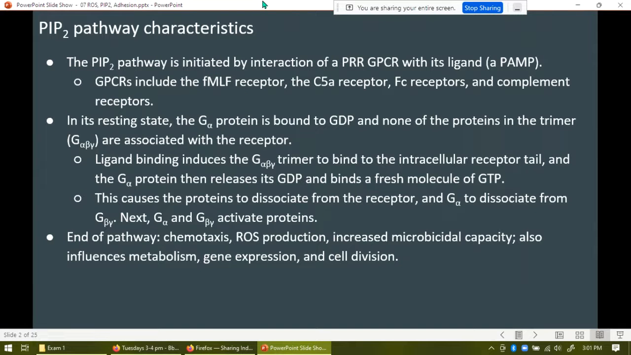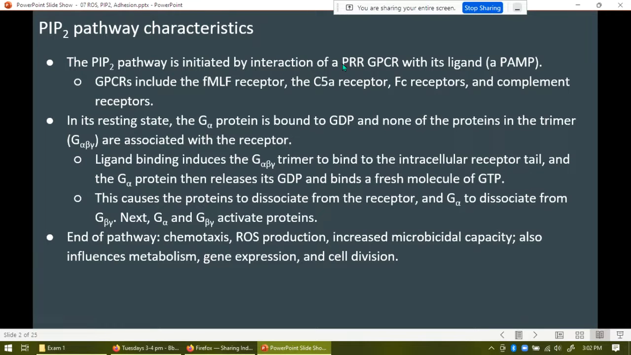So the first thing is the PIP2 pathway. And the PIP2 pathway is basically how you can link together microbial detection and uptake with outcomes like phagocytosis and reactive oxygen species production and stuff like that. And it's basically just a signaling pathway.